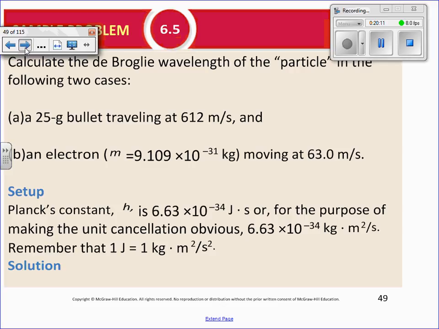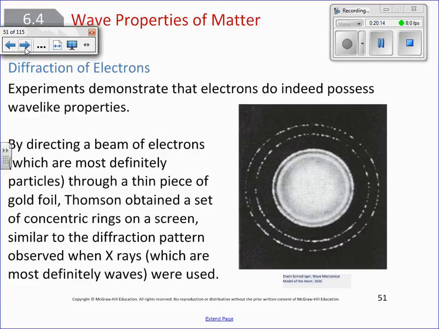So James Thomson actually directed a beam of electrons. Now we know electrons are particles because we have a weight. Through gold foil, he got this series of concentric rings, which looks exactly like what you get from an X-ray pattern. Now X-rays are waves. So he demonstrated that electrons, or particles, have wave-like properties. They behave like waves. So once again, we're seeing that light or electrons can have a wave-like and particle-like property.